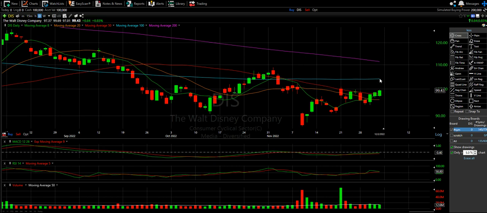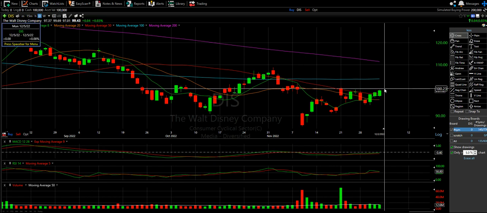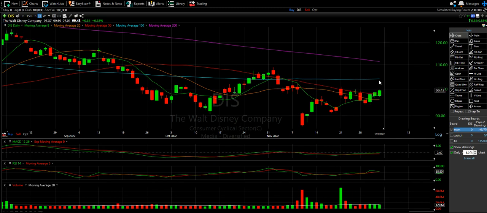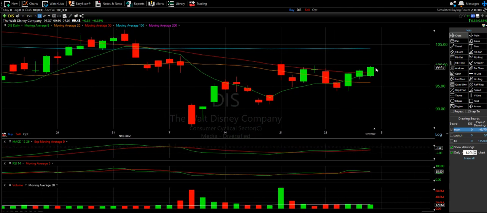Most likely, this is going to come up here, right? Because if you look, roughly speaking, between here and here, there's nothing but red, right? So there is a pretty ugly gap down that it is actually getting filled. So I am a little bullish on Disney. Really, I just need this to open positive in the morning, right? 99.50, that's a good line right there.